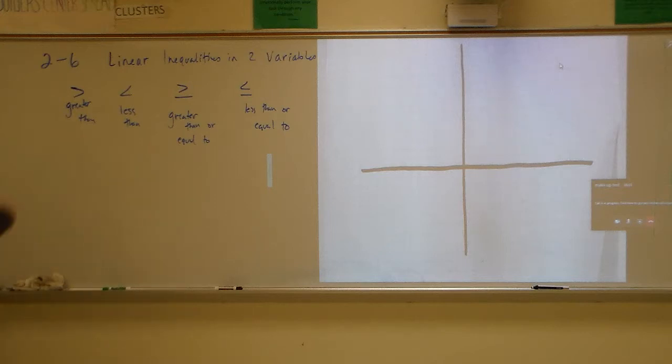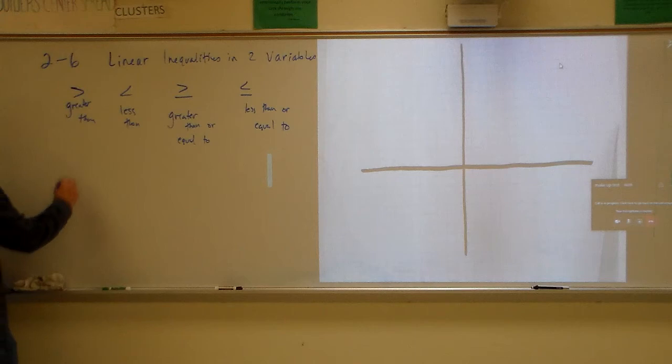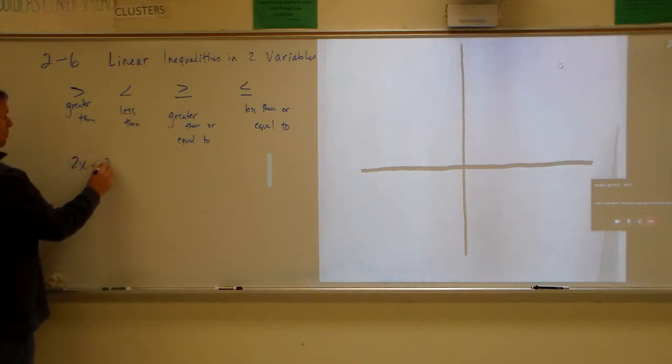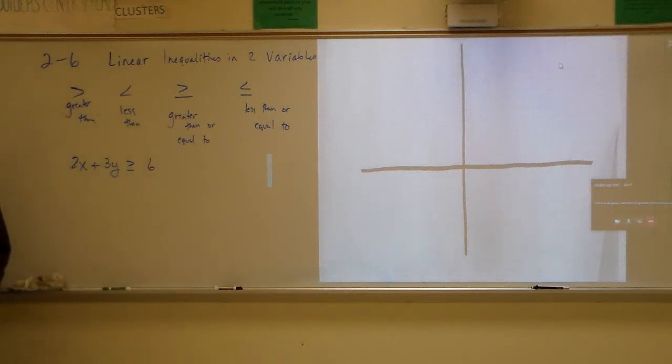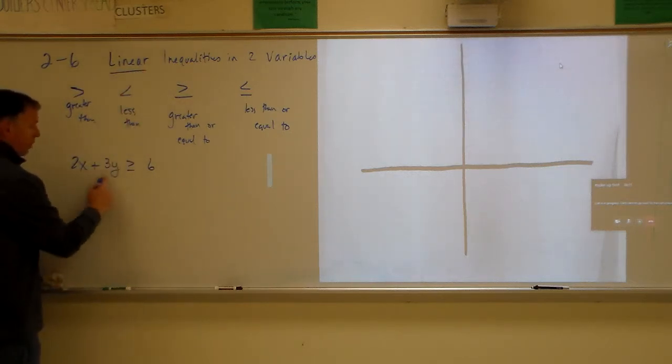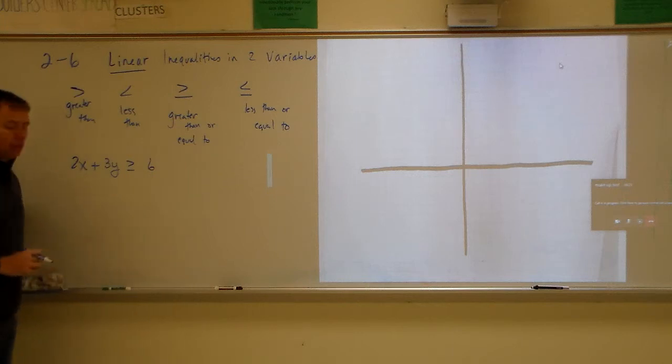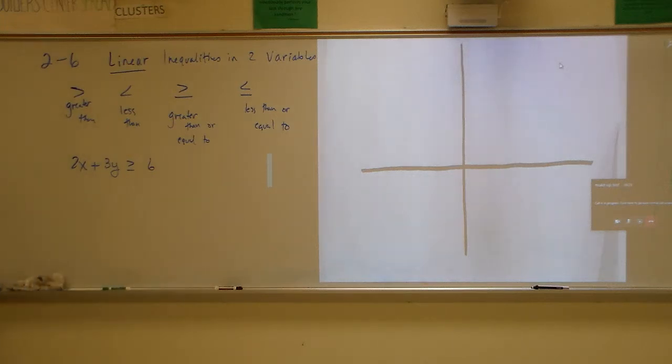Okay, and if we're talking about a linear inequality in two variables, then the linear inequality might look like this. 2x plus 3y is greater than or equal to some number, I'm going to say 6. So this is a linear inequality. Now the reason it's linear is because if I graphed this, it would make a line. We could rewrite that so it looks like y equals mx plus b. So that's another reason it's a linear inequality.